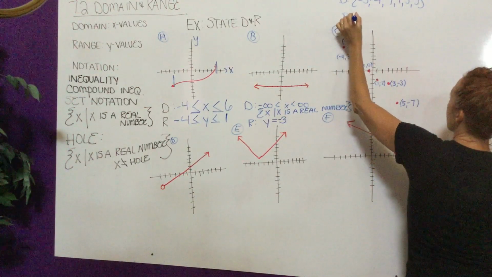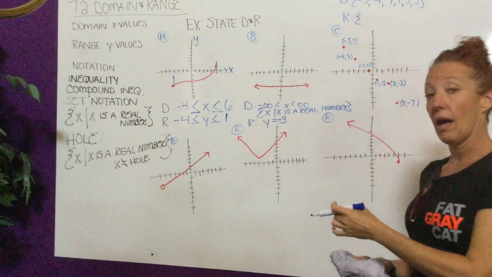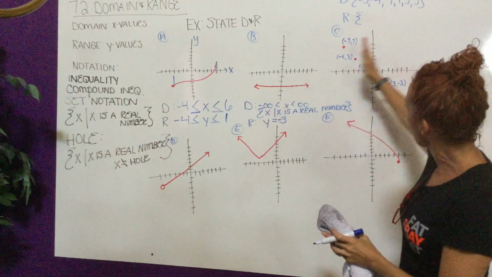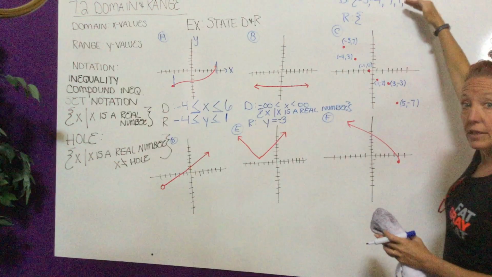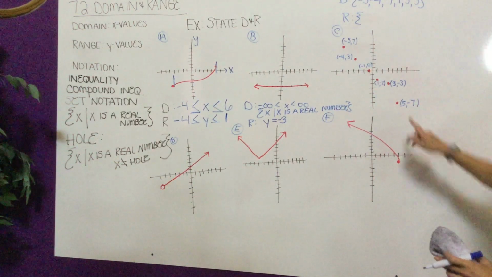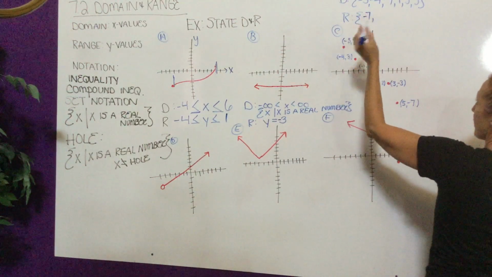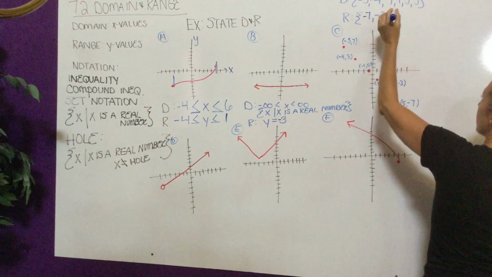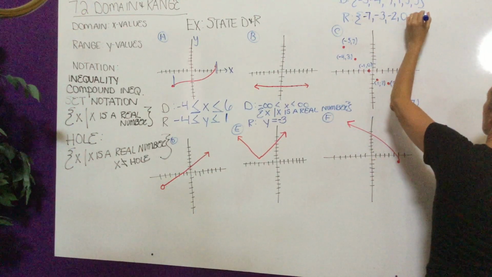And the range are my y values, again from lowest to highest, from smallest to biggest. So we're not going to look left to right, we're going to look down to up, okay, lowest to highest. So I'm going to start here, and I'm going to say, well, we include -7, -3, -2, 0, 3, and 7.